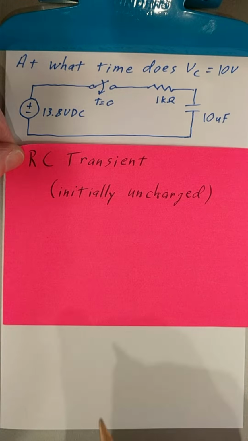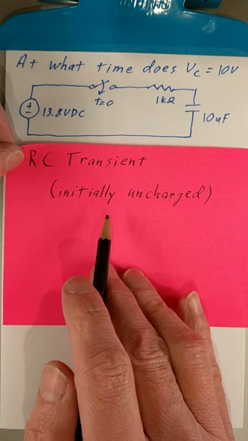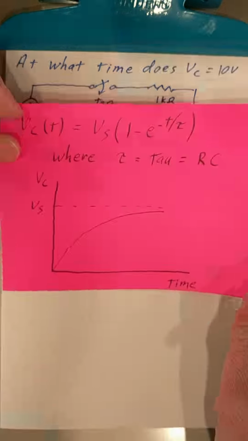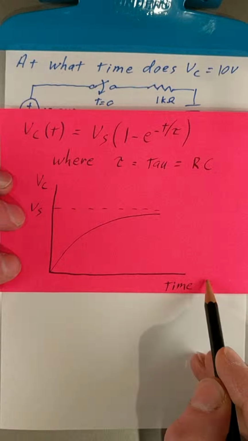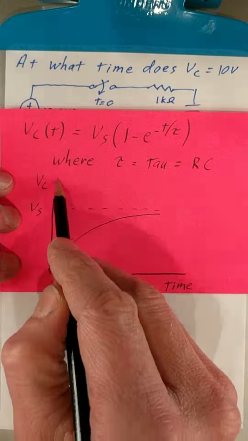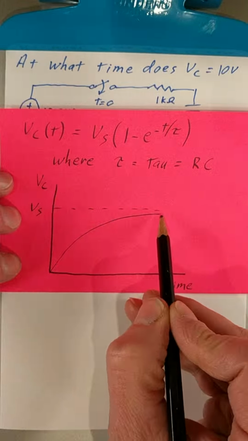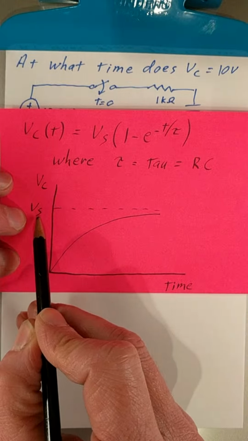It's useful to look at the note card for our RC transient circuits for a situation where we have an initially uncharged capacitor. We see this behavior as a function of time. The voltage on the capacitor increases. In fact, it follows this curve right here. And as time reaches infinity, the capacitor will be charged to the source voltage.